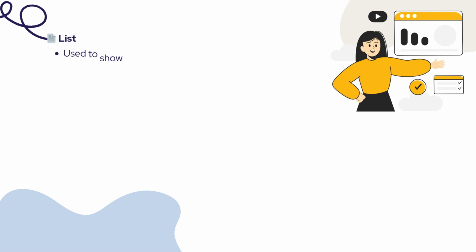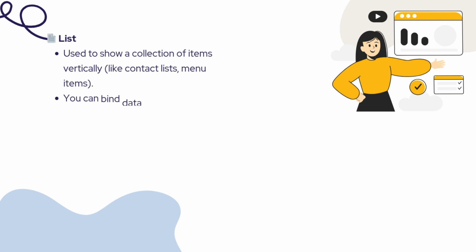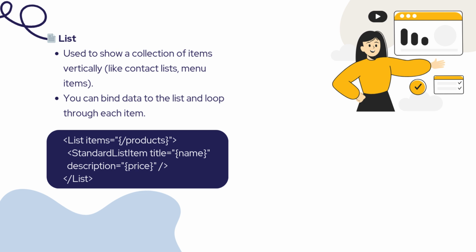The list control is for showing multiple items vertically, like contacts or menu items. You can bind it to a model and loop through data. So in the XML example here, it will repeat the list item for each product in the /products model.